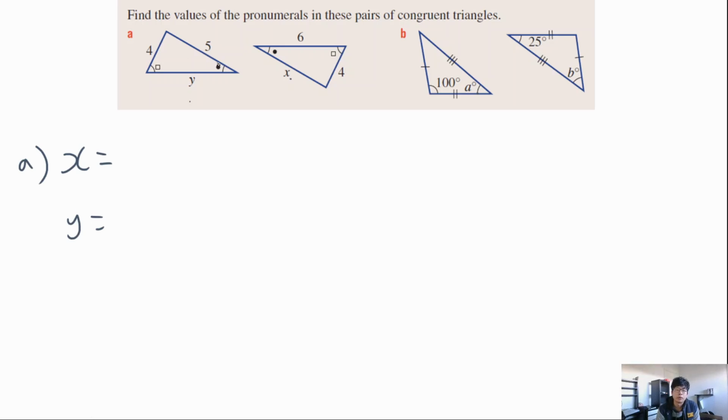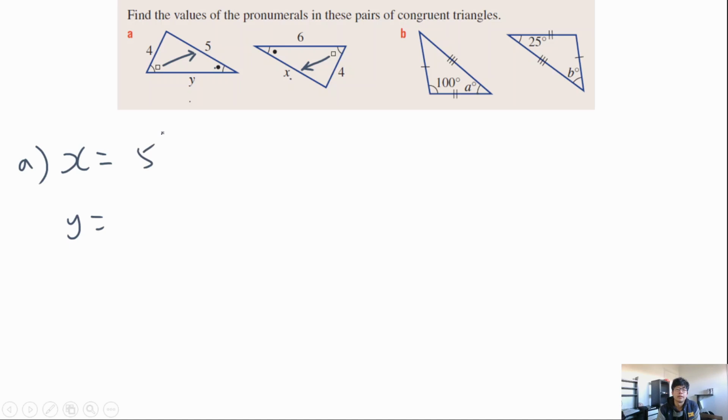So let's start off by looking at the angles. We have the black dot angle here. Directly opposite to it is the 4. In this case, directly opposite to it is the 4 as well. And let's have a look at the square one. Directly opposite to the square is x. And directly opposite to the square angle here is 5. So that means x is going to equal 5.